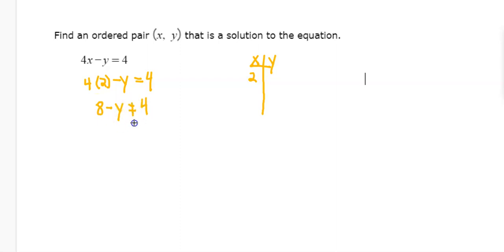Be careful here. I saw some mistakes in the last unit doing stuff like this. I need to get rid of this 8, so I subtract 8 here, subtract 8 here. That goes away. I'm left here with negative y equals -4. I am now going to divide both sides by -1, y equals 4. Fantastic. So I've got this value here, (2, 4). That is a solution to that equation.